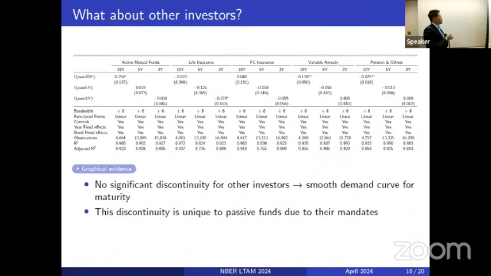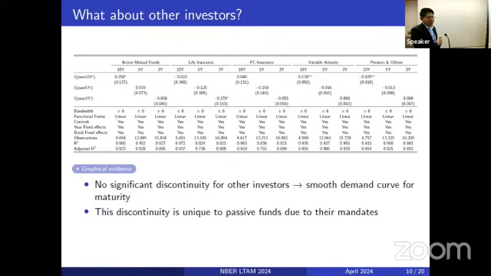Another important thing we want to check is that there should be no discontinuity for other institutional investors. Of course, if we count all transactions, then the change of ownership will cancel out. However, we want to make sure that for other institutional investors, there will be no systematic discontinuity, because if that's the case, then we cannot attribute our finding to passive funds.